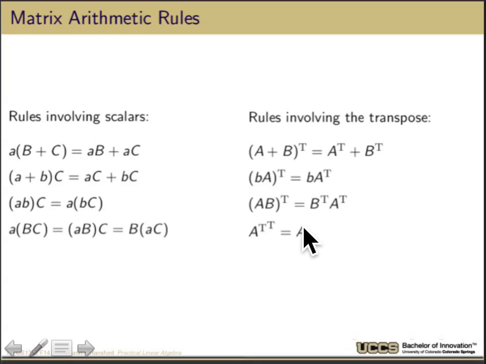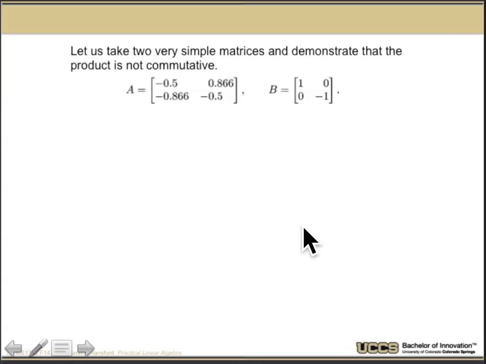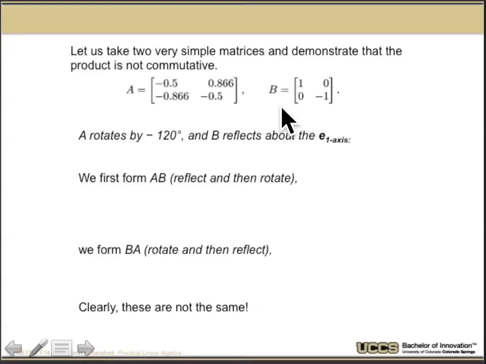Okay, so let's go look at a couple of examples. Let's take two very simple matrices and demonstrate that the product is not commutative. So just show that these two matrices don't commute when you go to take the product. Again, we already saw this example graphically. This is rotate by 120 and reflect around this axis. That's what this matrix does. Sorry, A rotates by minus 120 degrees.